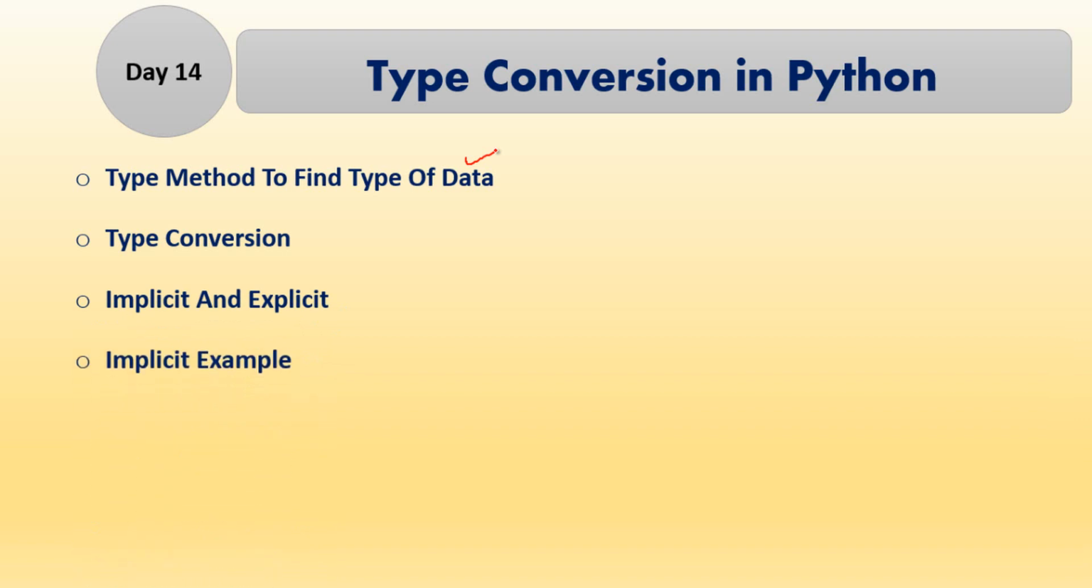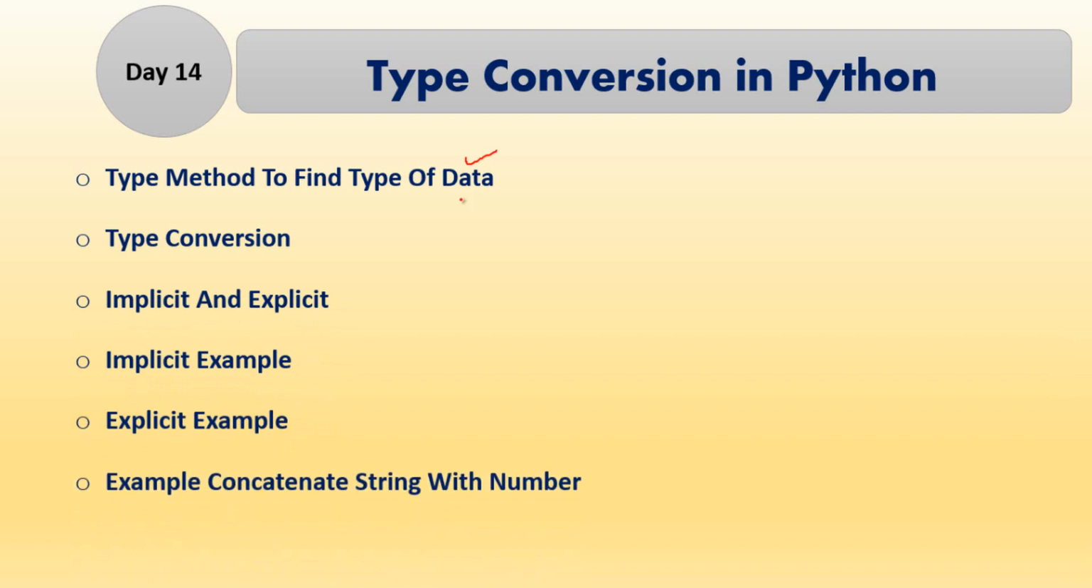And an implicit example, an explicit example, and I will share an example of how you can concatenate a string with a number, and whether you will get an error or not. If you get an error, how you can solve this error. So these are the different topics I will discuss with you in day 14.